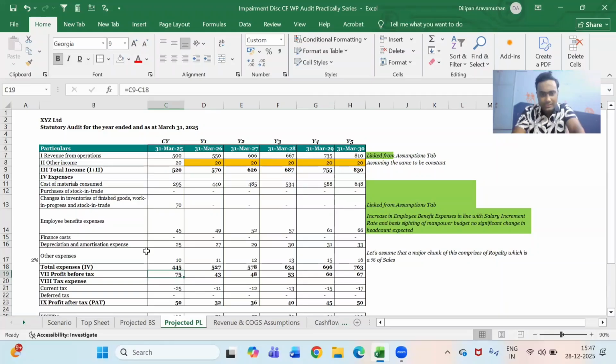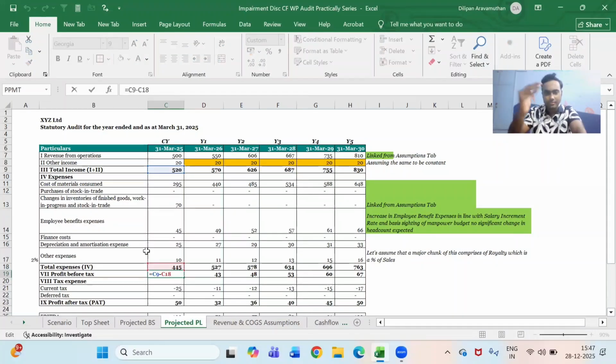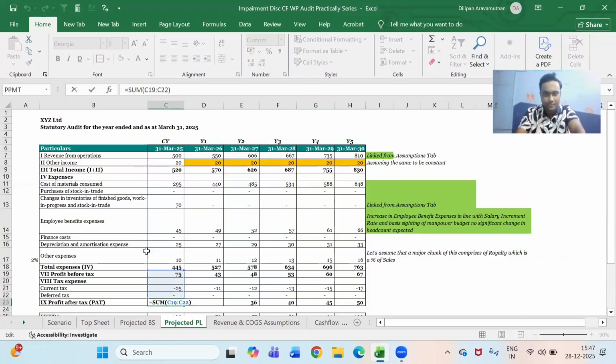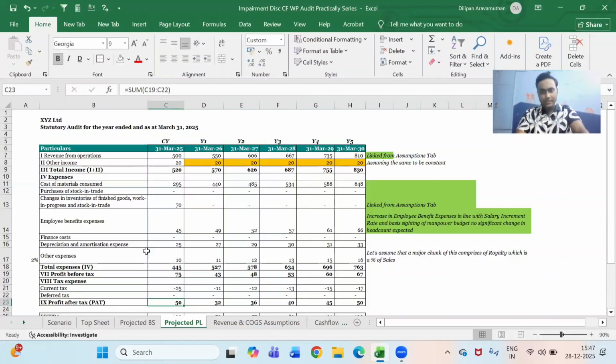So I have my total expenses, my profit before tax, which is basically total income minus total expenses. My tax expense, I don't have a deferred tax. We are assuming that we don't have any deferred tax here. Ideally, every entity will have deferred tax, guys. But since this is a hypothetical balance sheet and P&L which I've drawn up, I've assumed there is no deferred tax for simplicity purposes, and the current tax charge comes out to 25 crores. So the profit after tax is profit before tax minus tax expense, which comes out to 50 crores. I hope it is very clear, guys.